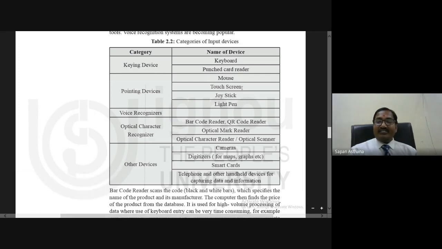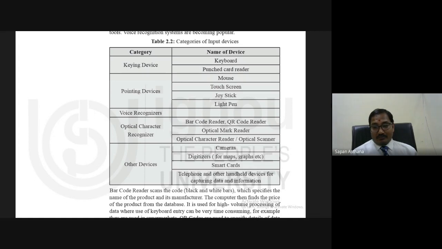Okay, touch screen, all of you generally use the ATM machines. That is also the example of the touch screens. Joystick and light pens are the pointing devices. Voice recognizers, as you know very well.